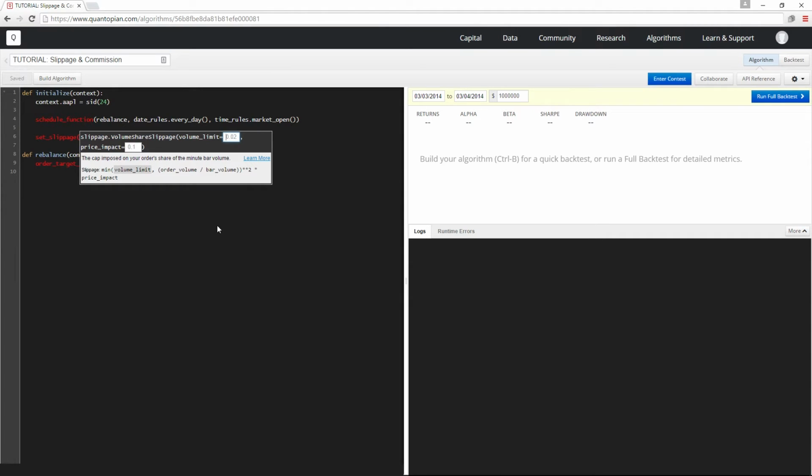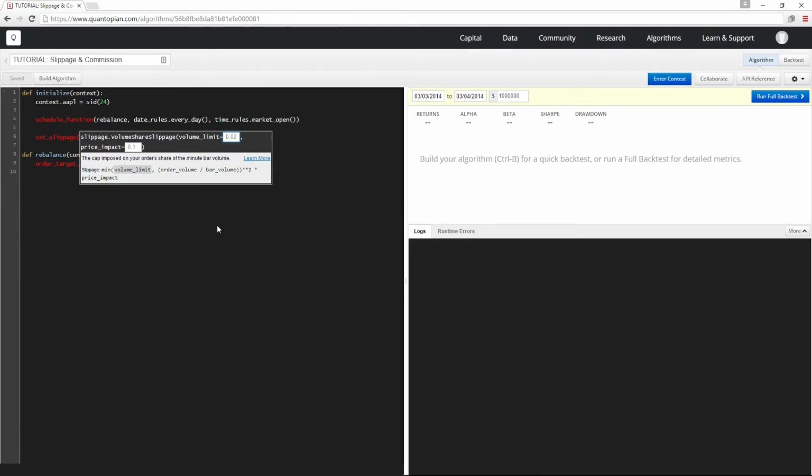And what we're going to fill in for our volume share slippage model is the volume limit and the price impact. The volume limit determines the rate at which your orders can be filled by limiting your algorithm to trading only up to a certain fraction of the trading volume in each bar. And then the price impact determines the impact that your order has on your fill price relative to your order price.